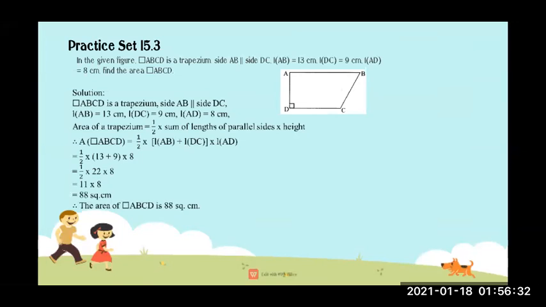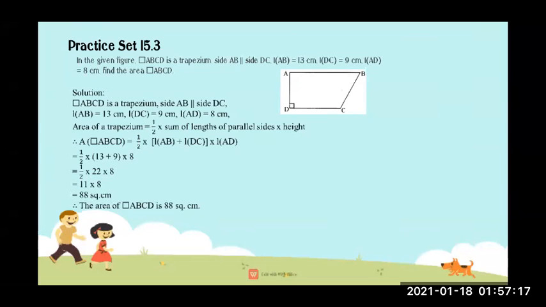Now half into AB is 13 plus DC is 9, so 13 plus 9 bracket close multiply by AD. Now AD is how much? 8 centimeter. So we will write 8. Now half into 13 plus 9. If we add 13 and 9, we are getting the answer as 22. Then multiply by 8 as it is. Now in 2 table 22 is coming. So 2 ones are 2 and 2 elevens are 22. Now what will be remaining? 11 multiplied by 8. So 11 eights are how much? 11 eights are 88 square centimeter.